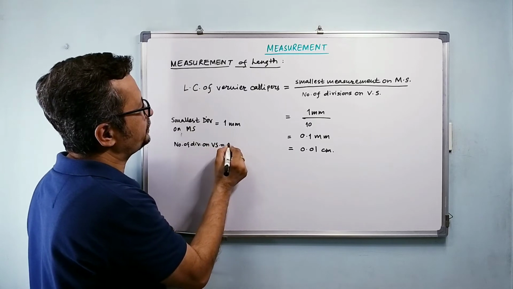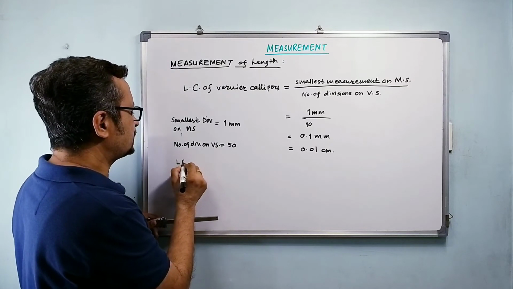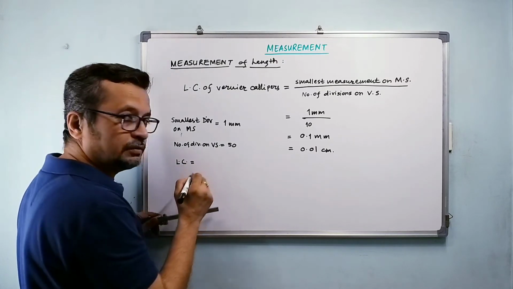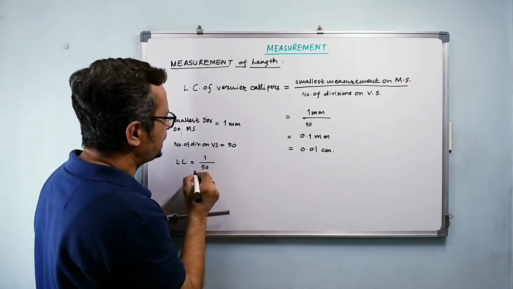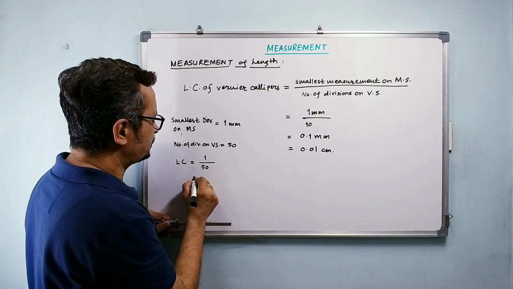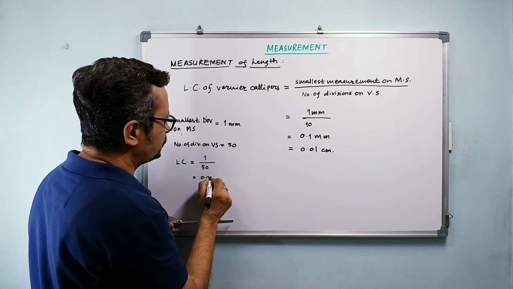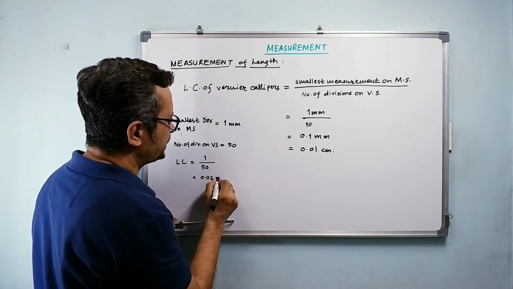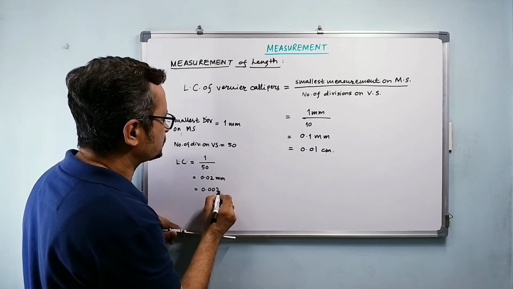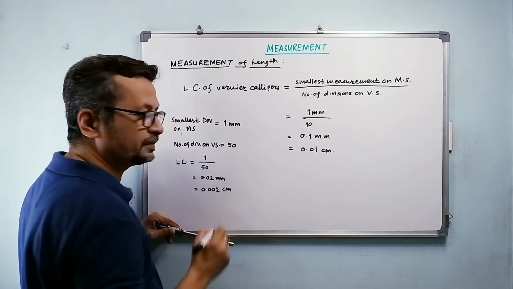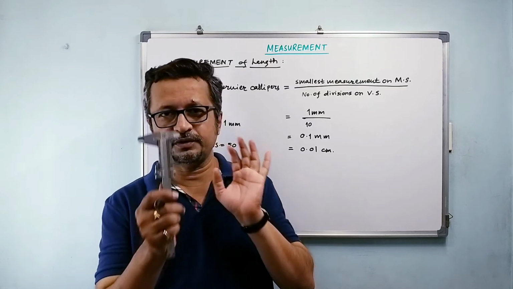The number of divisions on the vernier scale is 50, right? Then the least count of this vernier caliper is equal to 1 millimeter upon 50, and that is going to be 1 upon 50, which is 0.02 millimeter. So that is equal to 0.002 centimeter. So that was about finding the least count of the instrument.